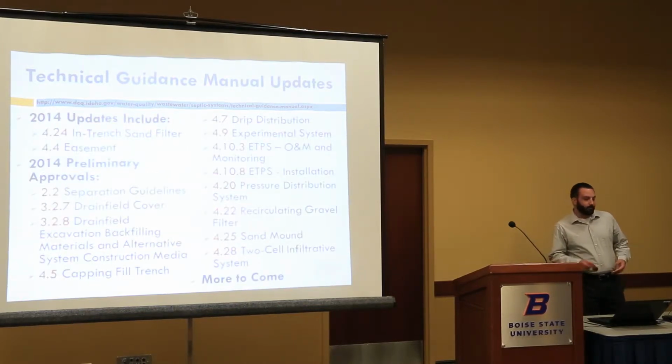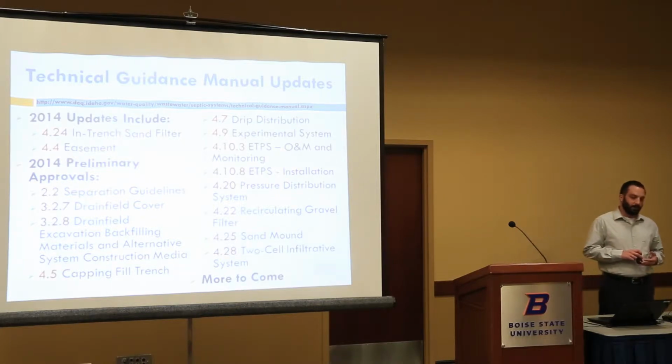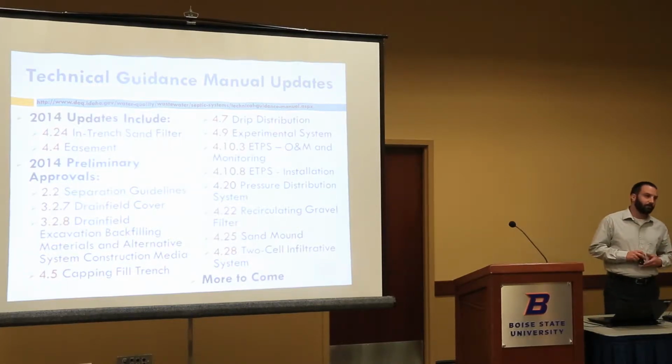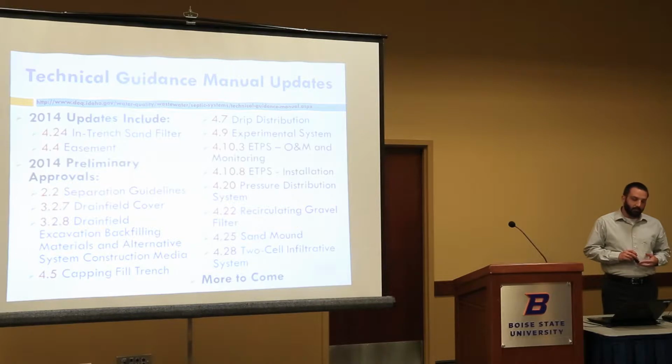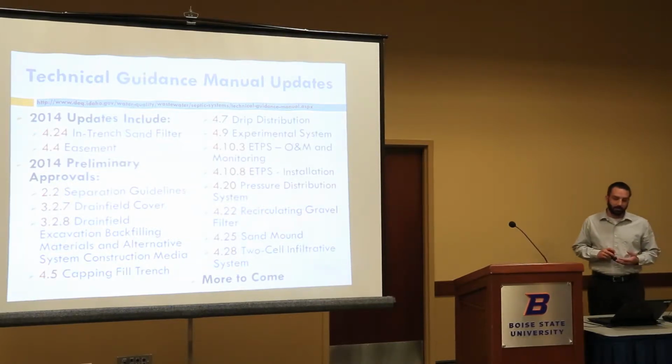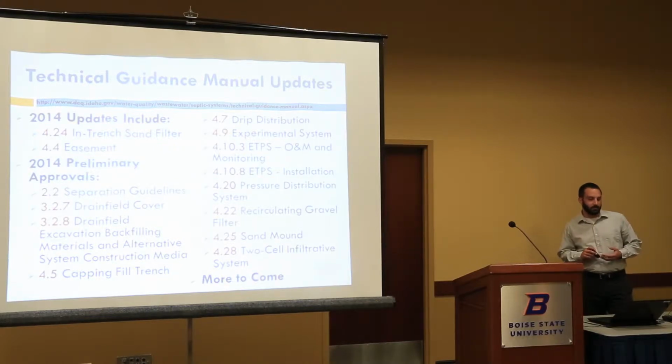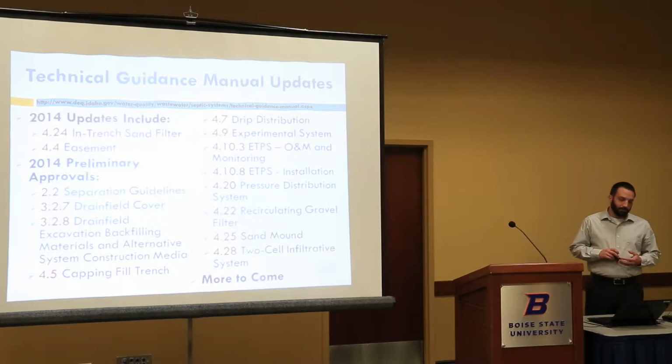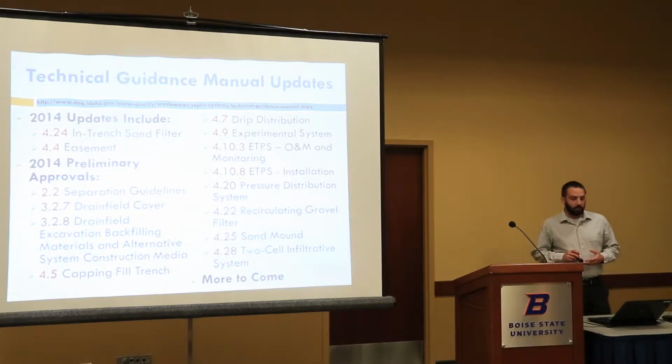And real quick for 2014, this is what we've been up to so far. We did meet in February. That was the first meeting of the year. So there were 2 updates that just got posted, I think last week. That was the entrenched sand filter in the easement section of the technical guidance manual. And we gave preliminary approval to like 11 different sections as well, and I'll discuss what that preliminary approval means. So come June, there'll be a whole lot more final updates.